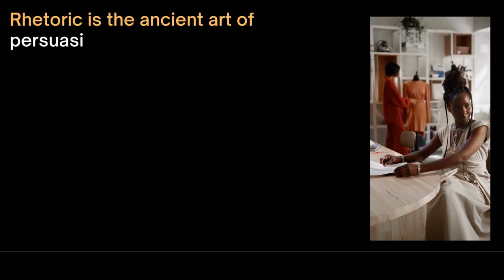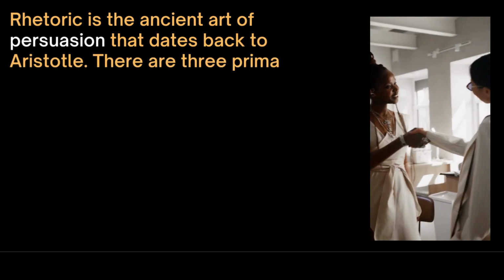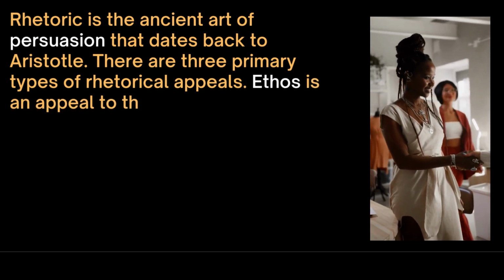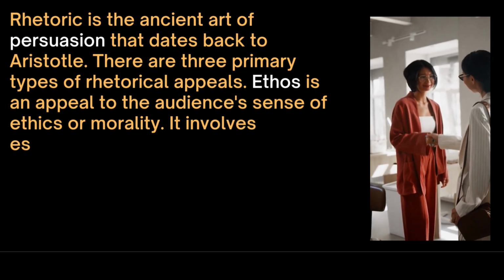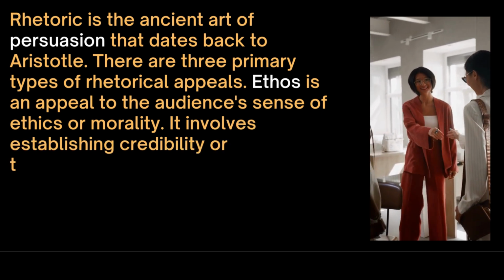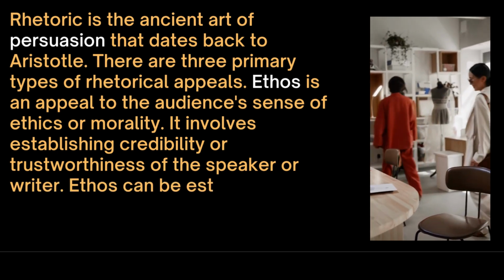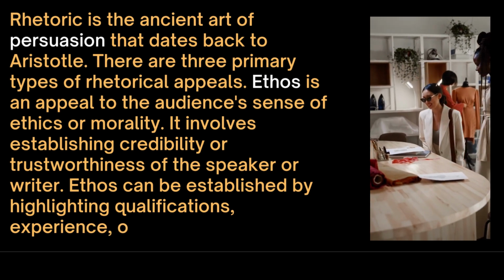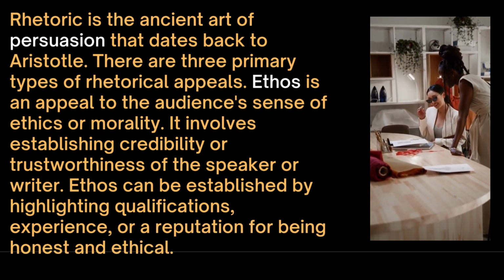Rhetoric is the ancient art of persuasion that dates back to Aristotle. There are three primary types of rhetorical appeals. Ethos is an appeal to the audience's sense of ethics or morality. It involves establishing credibility or trustworthiness of the speaker or writer. Ethos can be established by highlighting qualifications, experience, or a reputation for being honest and ethical.